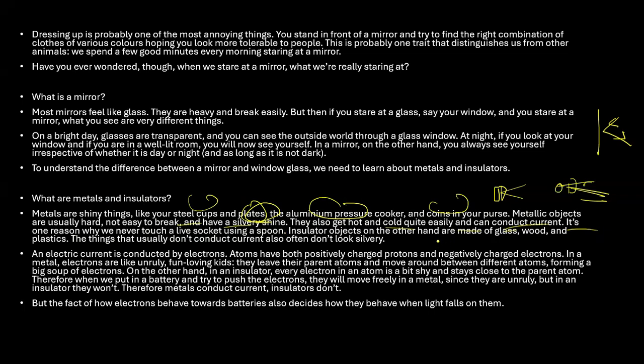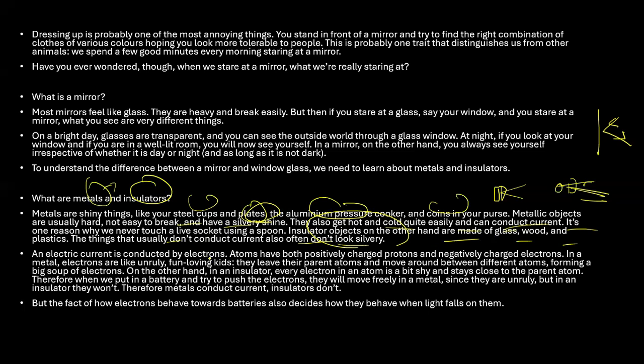The insulator objects, on the other hand, are made up of glass, wood. So what is a conductor and what is an insulator? What is a metal? Metal is something which is very hard. You all know these metallic objects from your day-to-day life. And insulators are things which do not allow electricity to pass through. For example, plastic, glass, wood, etc. These things usually do not conduct current and also often don't look silvery.